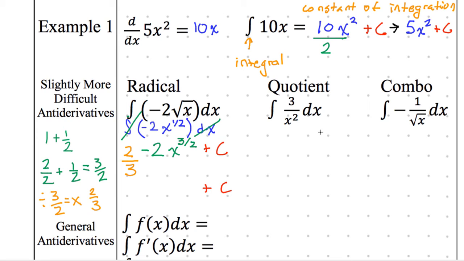All right. So 2/3 times -2x to the power of 3/2. Can someone simplify that for me? What is that? It'd be negative 4 over 3, and then x to the power of 3 over 2, plus c. There it is. Done. Box it.